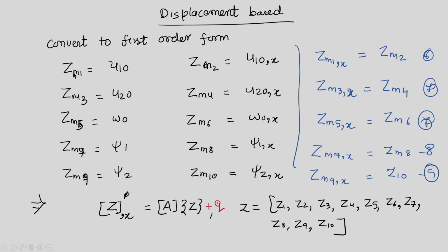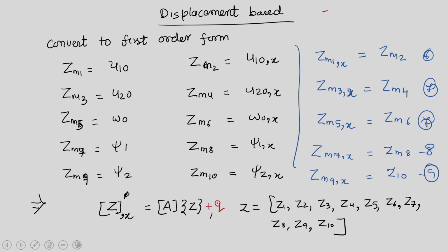Let us see. We are defining another set of variables. Let us add a variable Zm1, that is u10, and another variable Zm2 is u10 comma x. So, the first derivative is assumed as a variable Zm2. Then Zm3 is u20 and Zm4 is u20 comma x. Zm5 is w0, Zm6 is w comma x, and Zm7 is psi1, Zm8 is psi1 comma x, and 9 and 10. In this way we have defined the 10 variables.